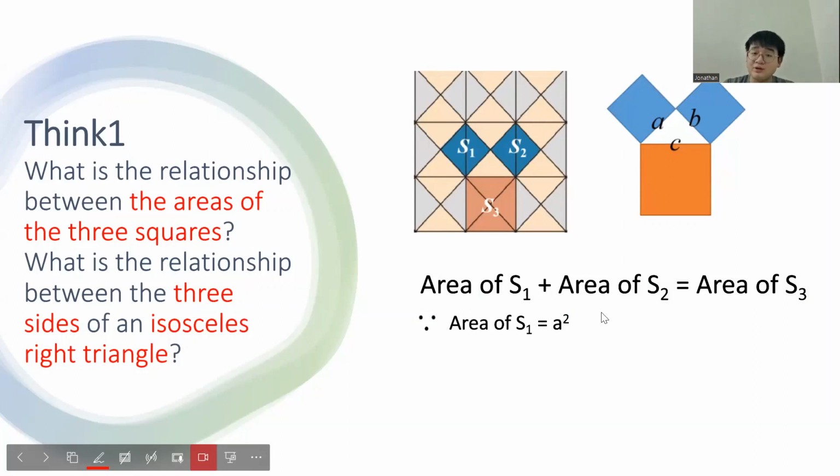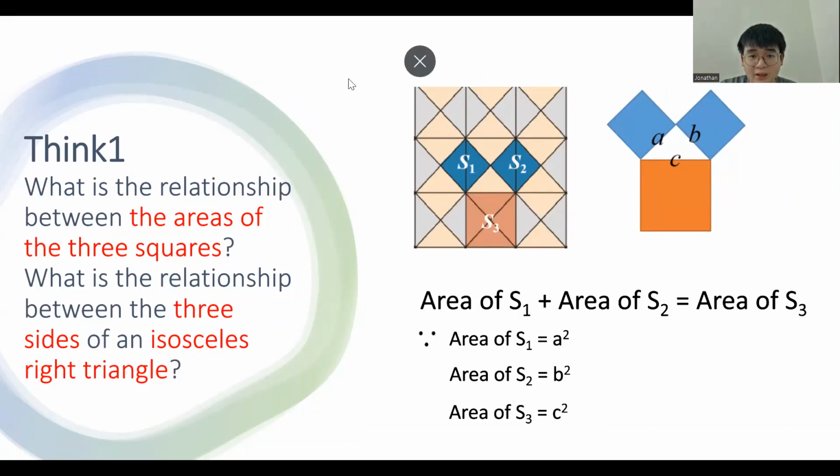And then you can actually see that the area of square 1 is A square. The area of the second square is B square. And the area of the third square is C square. So far, do you have any problem? Okay, no problem. Very good. So far, so good.